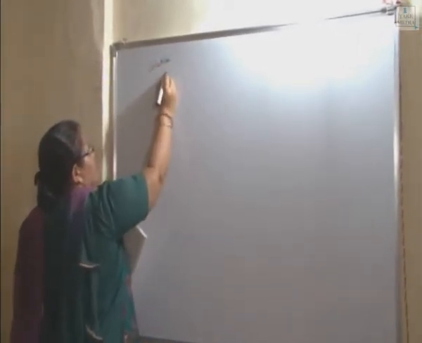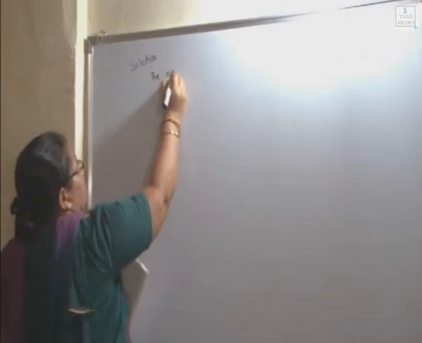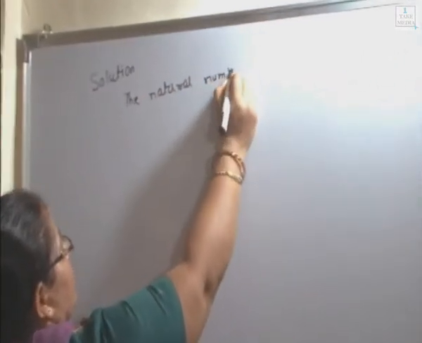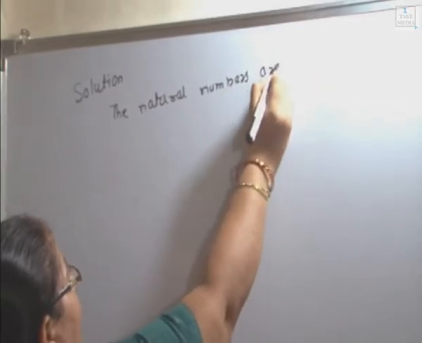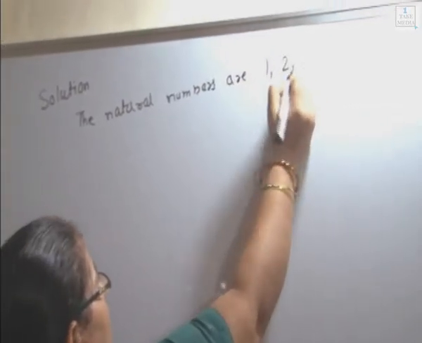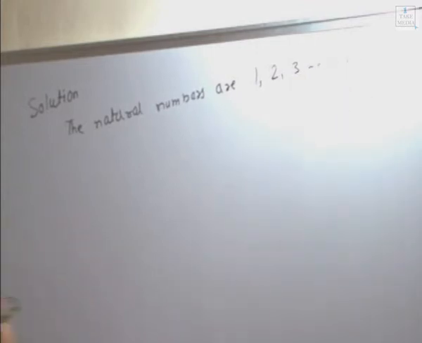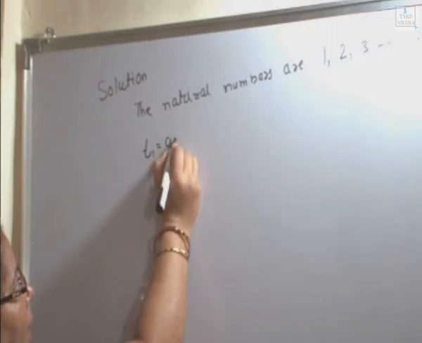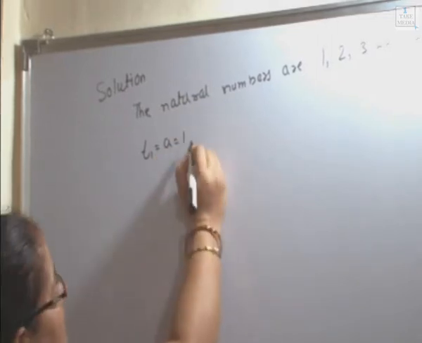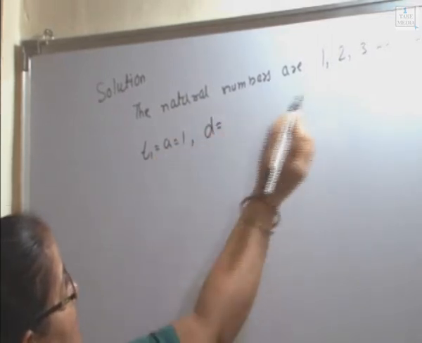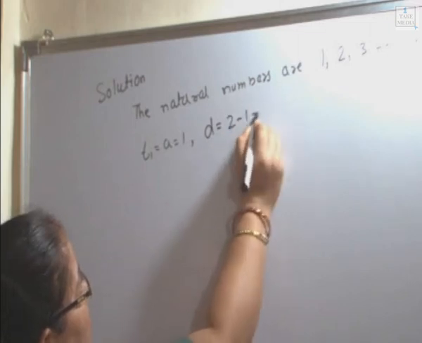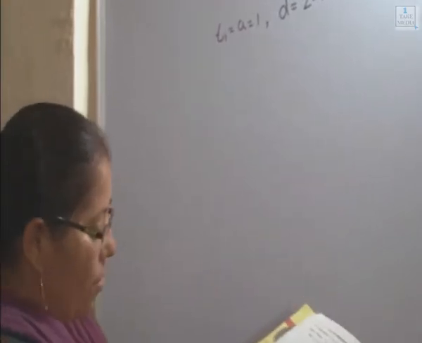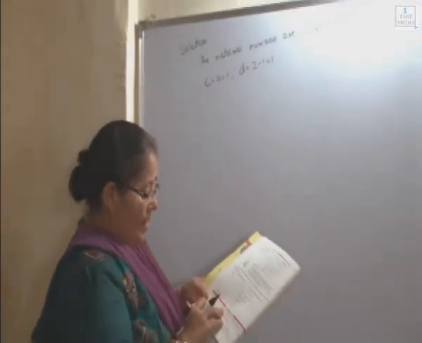The natural numbers are 1, 2, 3. Here T1 equal to a equal to 1 and the difference is 1, meaning 2 minus 1 is 1. The difference is 1 because they are natural numbers. So we have to find the sum of the first n natural numbers.